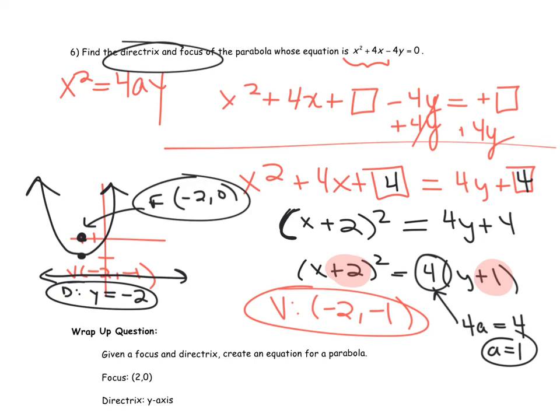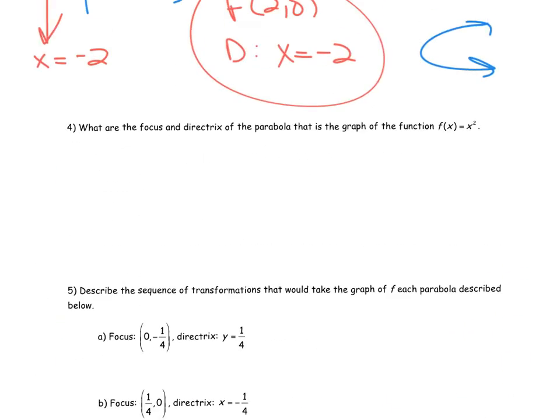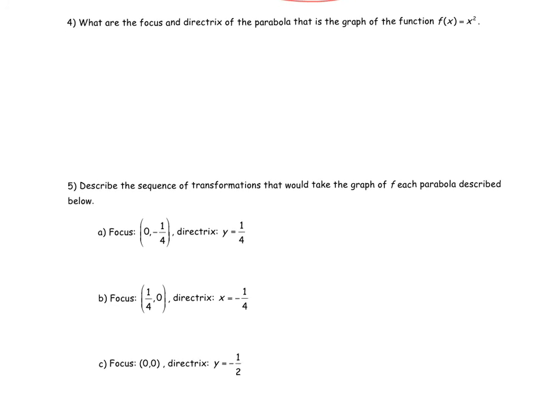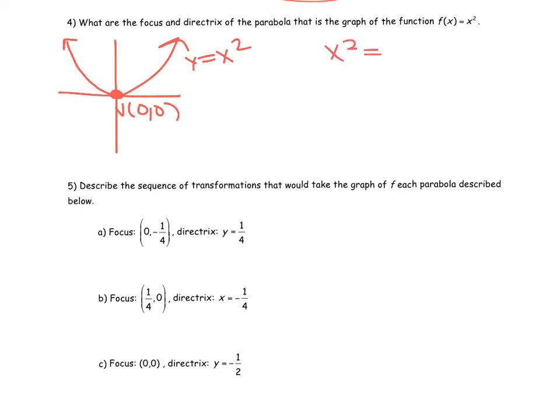Last question I just wanted to take a look at for the day, if we go back up, was question number 4. The question says, what are the focus and directrix of the given function? This is our parent function. You guys are so used to this, just regular y = x². That's a quadratic. You already know that your vertex is at (0, 0). I'm going to rewrite this as x² = y, where we have (x - 0)² = 4ay. We're writing it in that conic form.